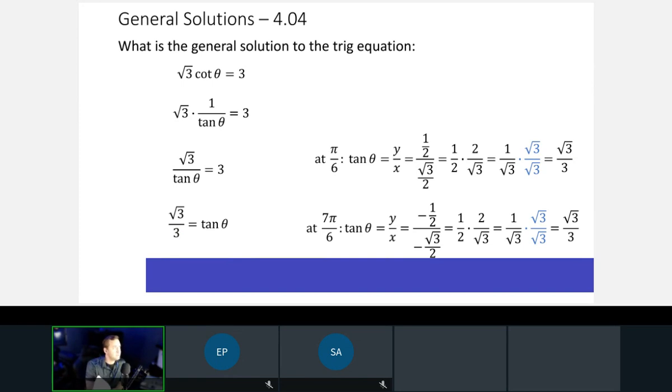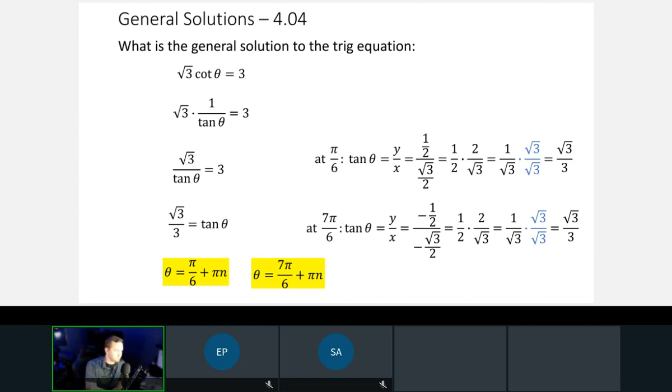So there's the 2 answers, but remember, in general form, we have to write those answers, and for tangent and cotangent, it should be plus pi n. So here's the answers we would have got, because we're talking about tangent and cotangent. Remember, sine and cosine, secant and cosecant would be plus 2 pi n. Tangent and cotangent, those are plus pi n. We learned that weeks ago.